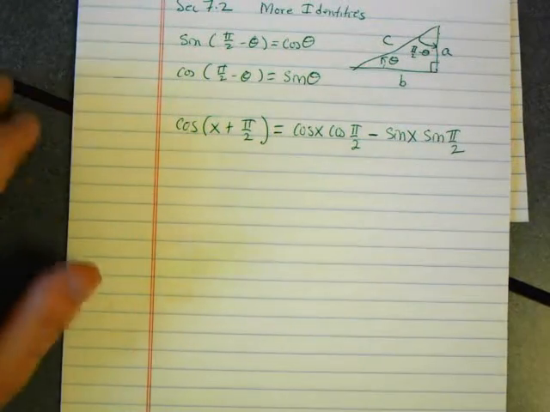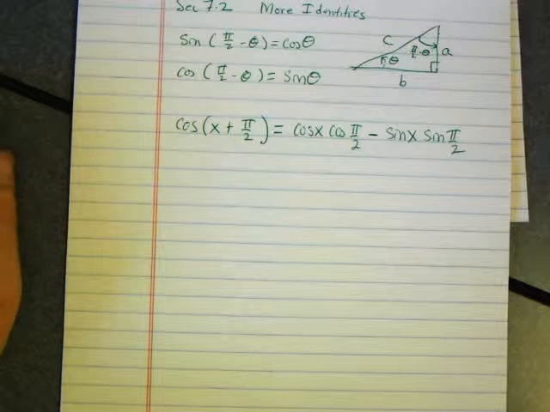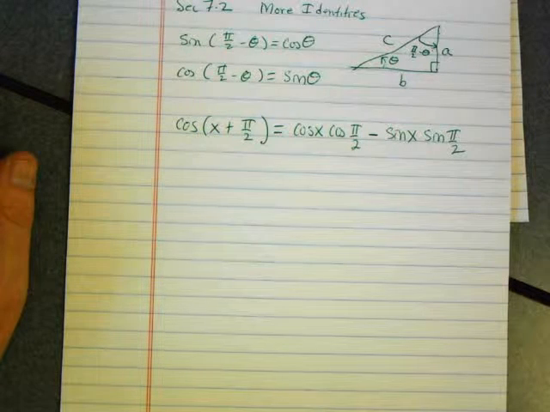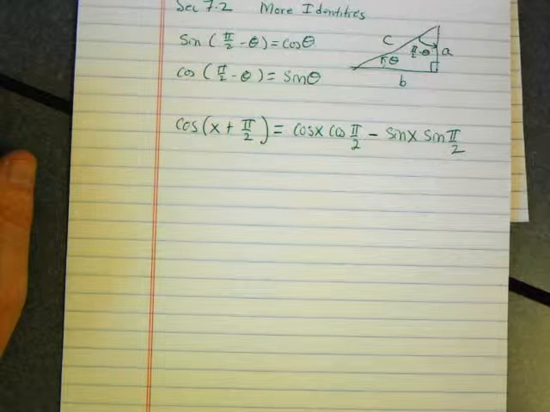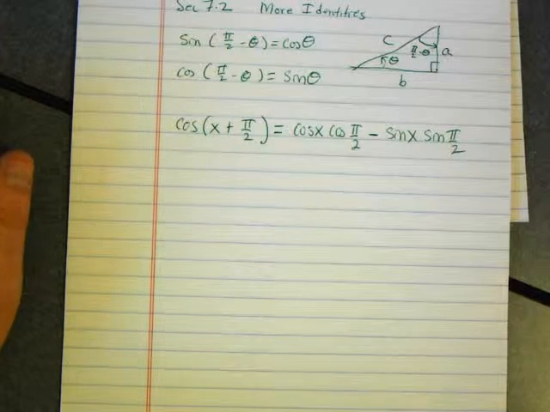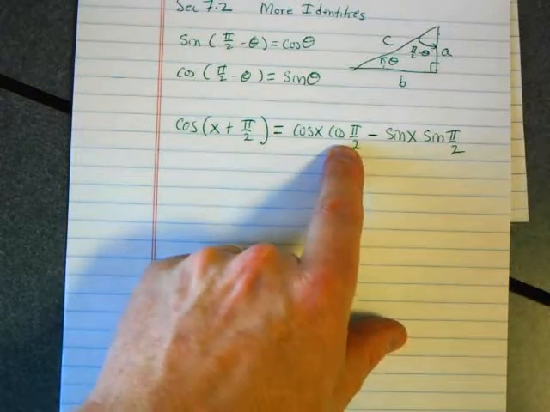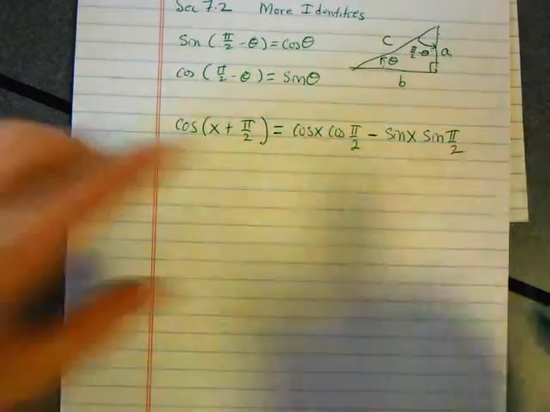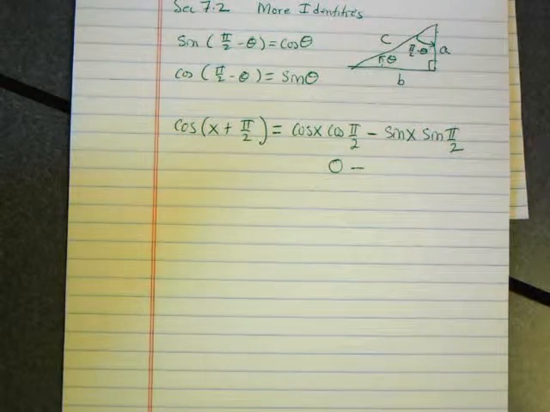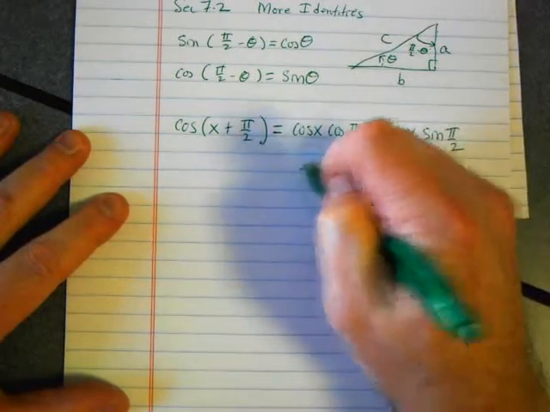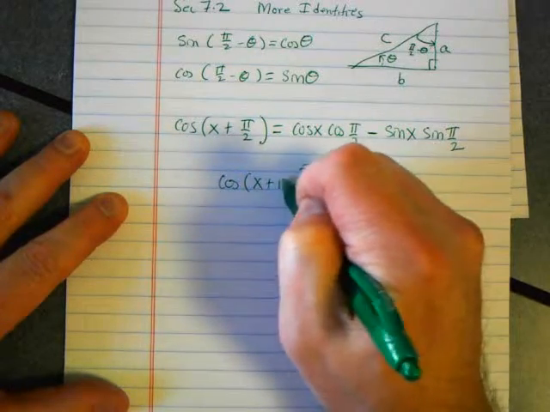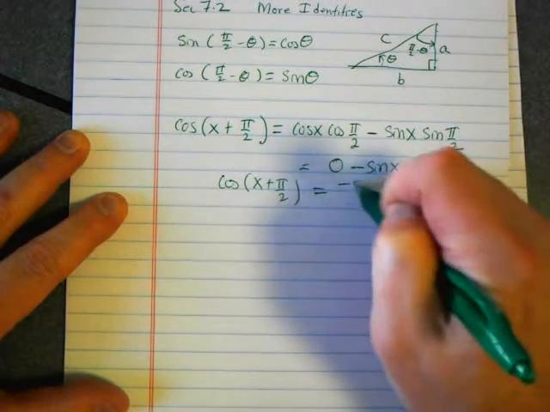Cosine of pi over 2, that's a really nice number. What's the cosine of pi over 2? Zero. Cosine of pi over 2 is 0. So what's 0 times cosine x? 0, so this one's 0. Minus, what's the sine of pi over 2? That's also a really nice number. 1. That one's 1. So there's that identity. Cosine of x plus pi over 2 is minus sine x.